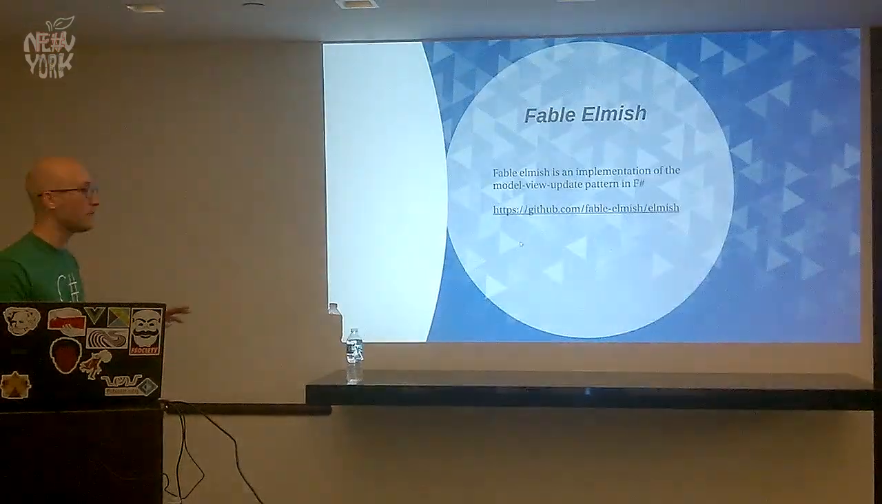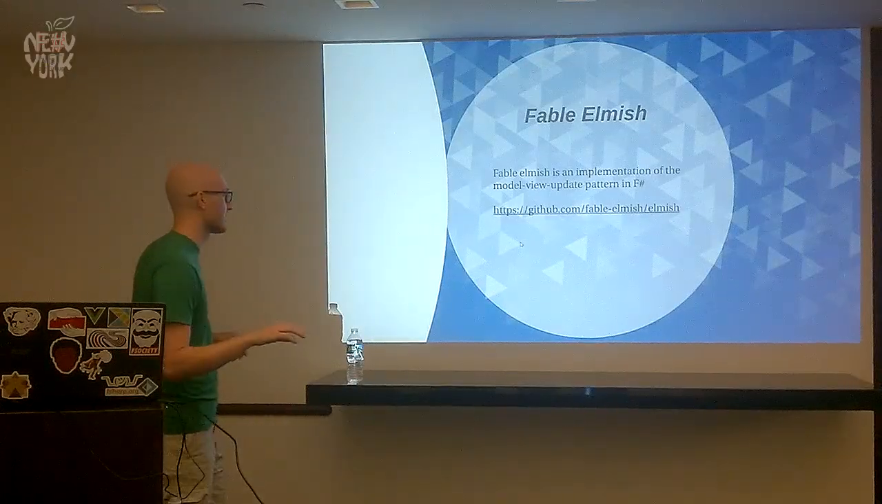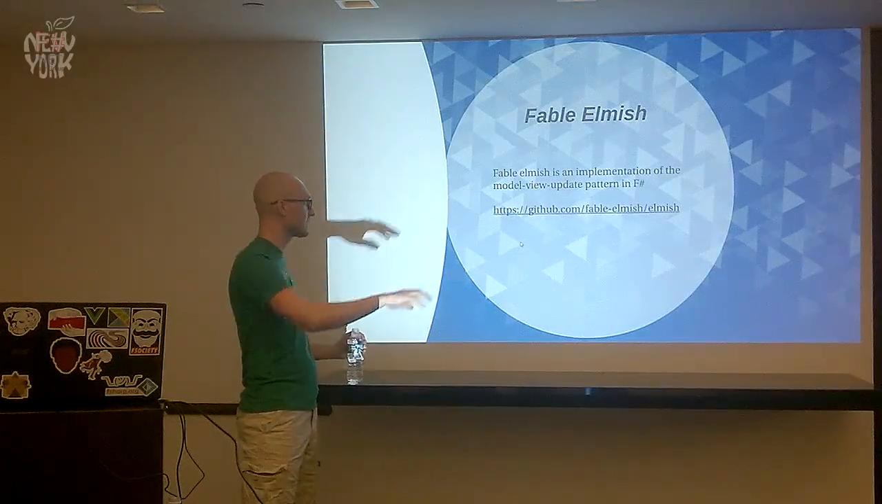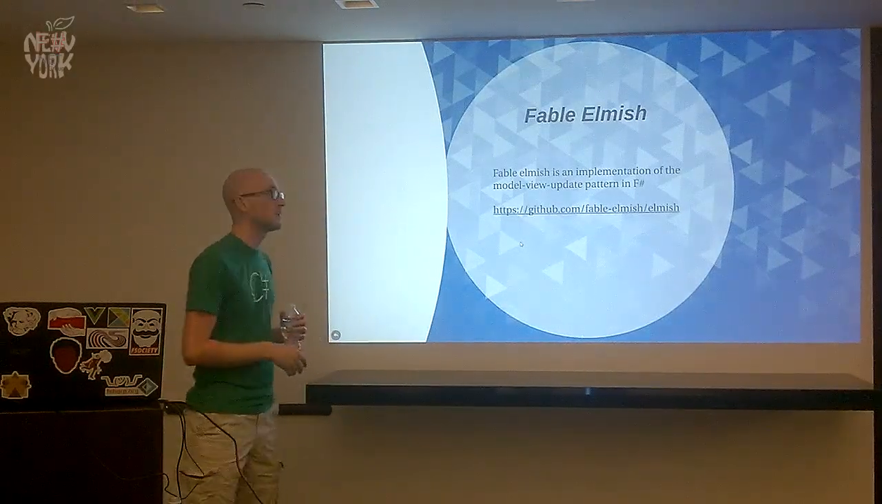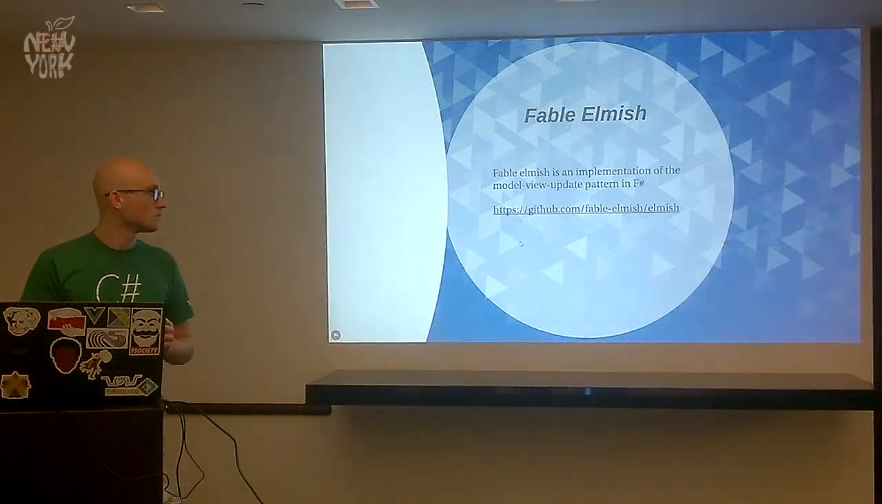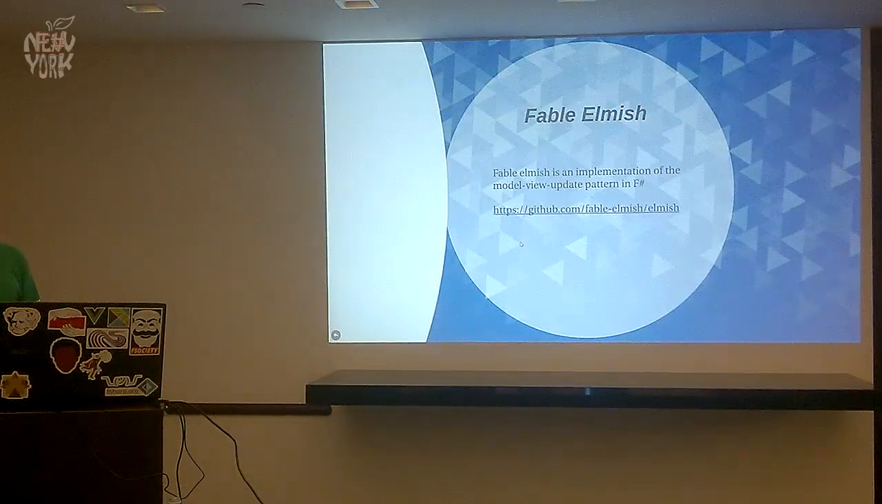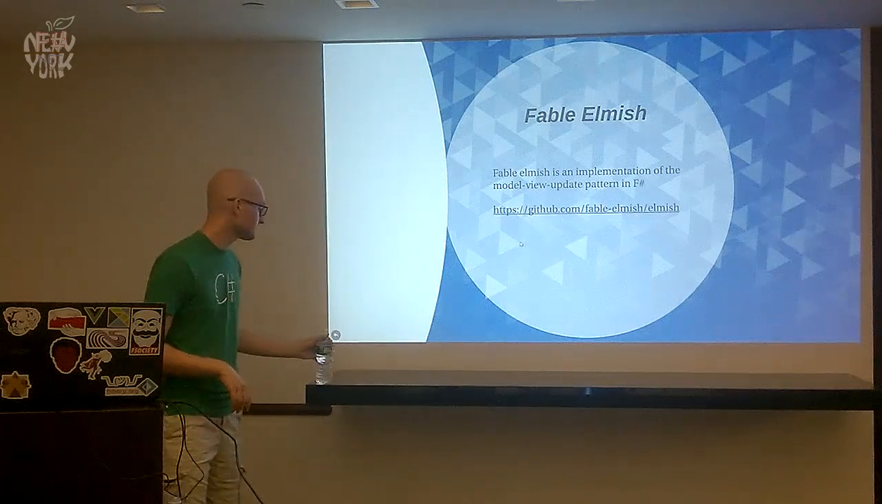So that's Fable Elmish, and we'll see a lot more of that in a second here. So it's just an implementation of the model view update pattern in F#. There's a lot of really good documentation out there for Fable Elmish. If you're interested in that, then I would check out the documentation. In addition to that, if you're interested in this architecture, check out Elm. There are a lot more Elm talks than there are Elmish talks, and pretty much everything translates one for one, or quite close to it.